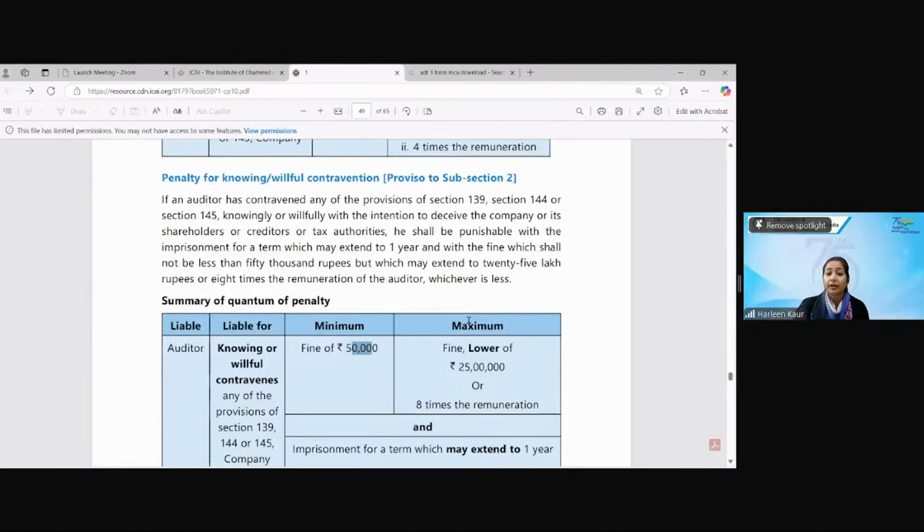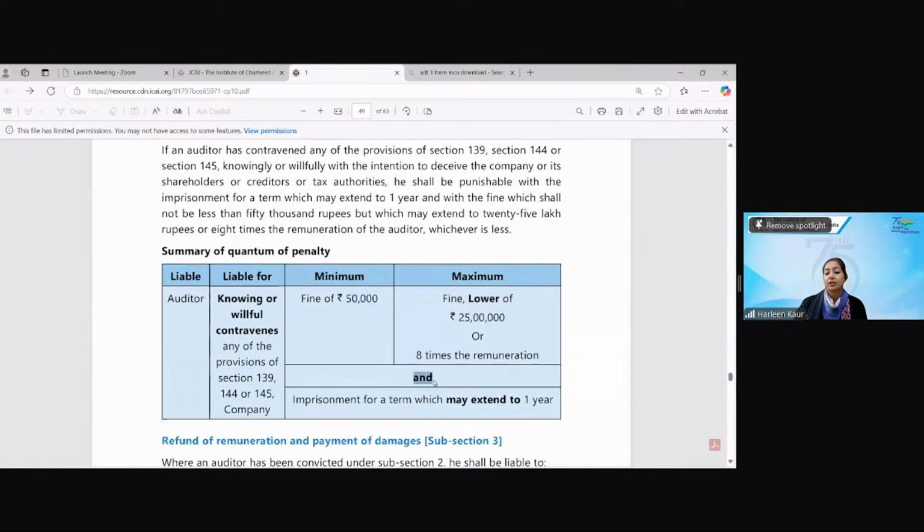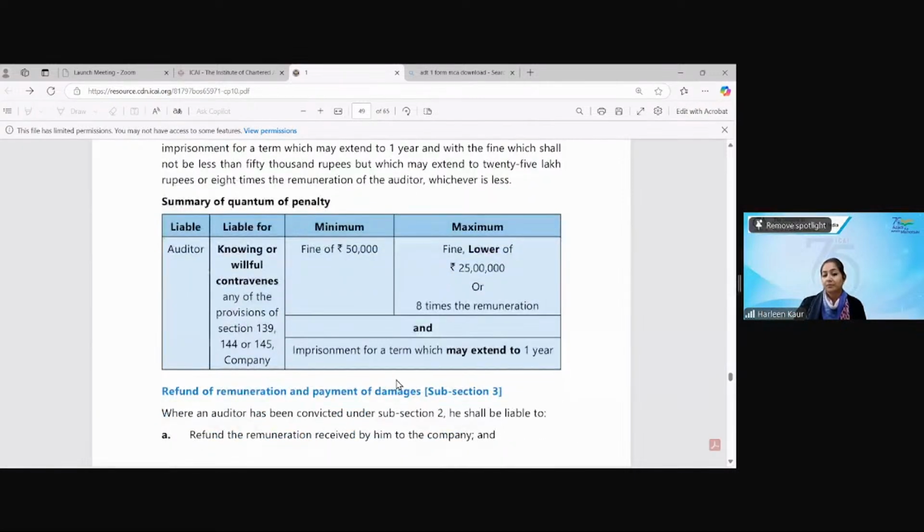If you are willfully trying to deceive the company shareholders, you have access to all the books of accounts, you're trying to cheat them, you're trying to be a part of any fraud, then minimum 50,000 fine will be there, otherwise 8 times of the remuneration or 25 lakh rupees, whichever is low. Such a huge fine. And there is the imprisonment too, 1 year of jail you will definitely get. You cannot escape from that. So be very, very sure and absolutely correct to the ethical practices once you are into practice.